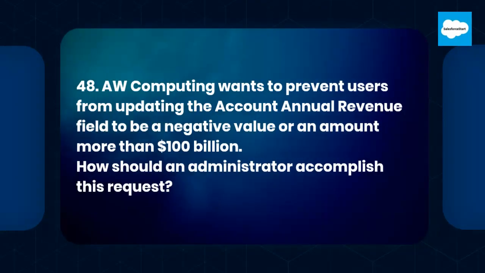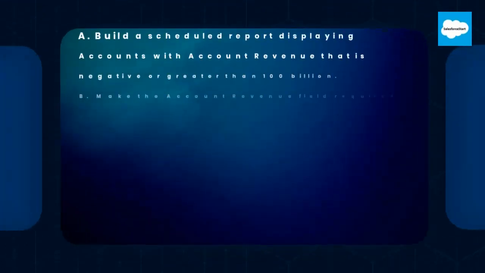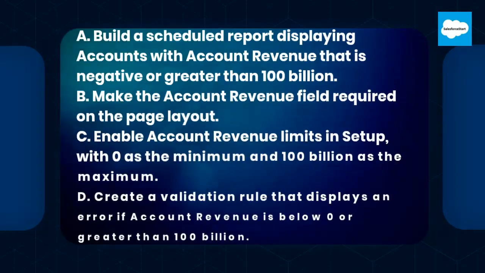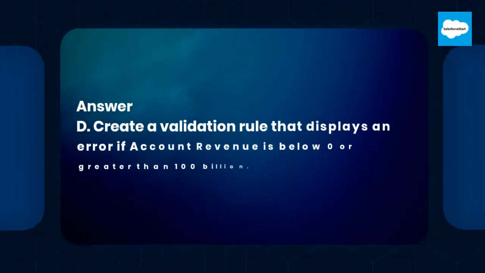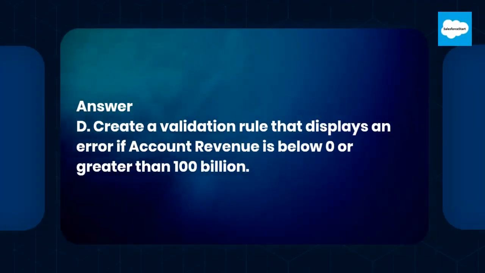48. Computing wants to prevent users from updating the account annual revenue field to be a negative value or an amount more than $100 billion. How should an administrator accomplish this request? A. Build a scheduled report displaying accounts with account revenue that is negative or greater than $100 billion. B. Make the account revenue field required on the page layout. C. Enable account revenue limits in setup, with 0 as the minimum and $100 billion as the maximum. D. Create a validation rule that displays an error if account revenue is below 0 or greater than $100 billion. Answer D. Create a validation rule that displays an error if account revenue is below 0 or greater than $100 billion.